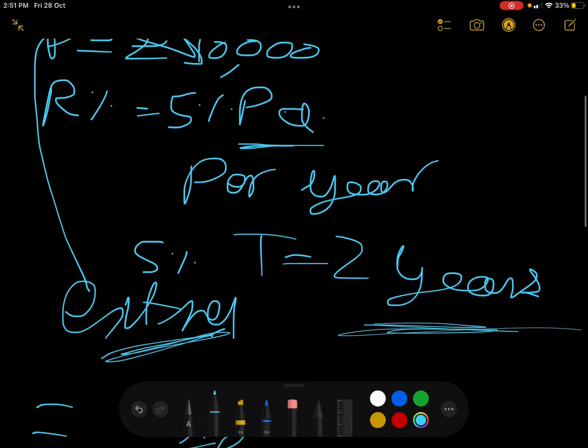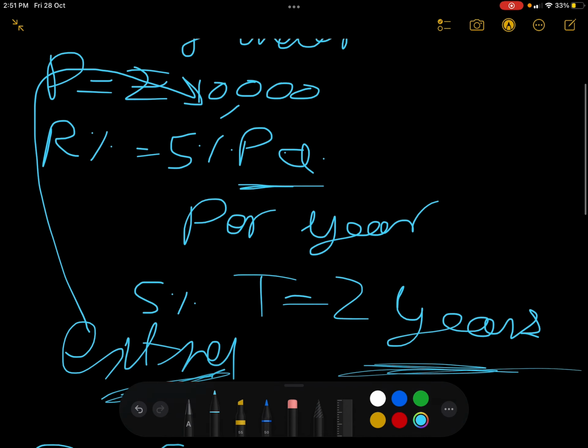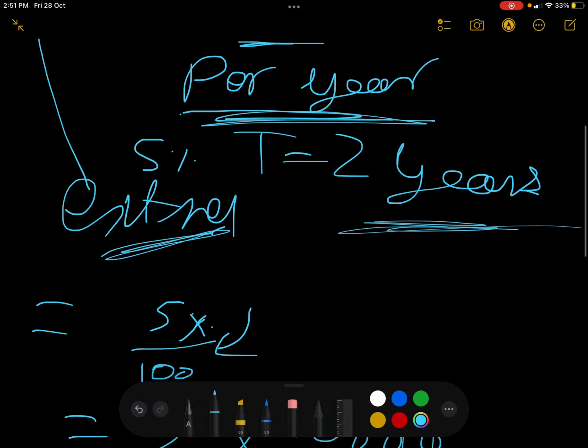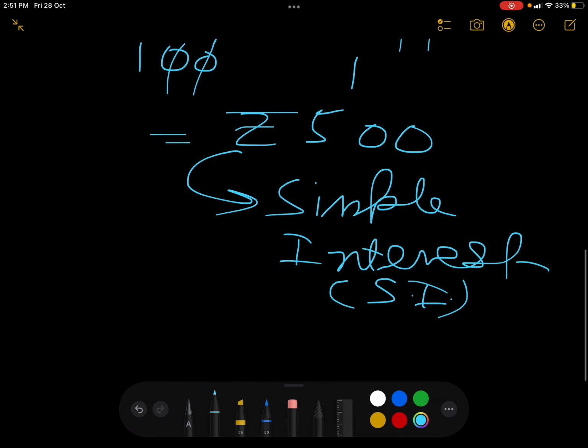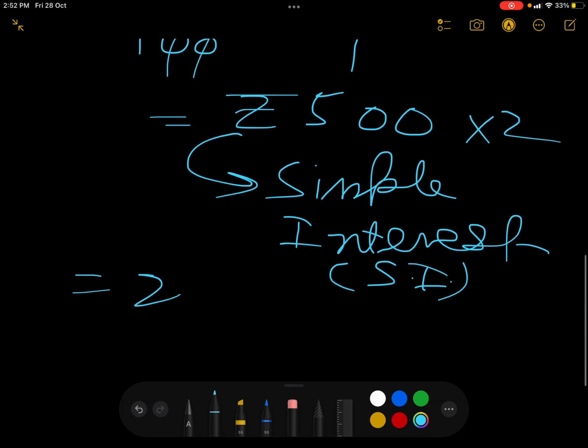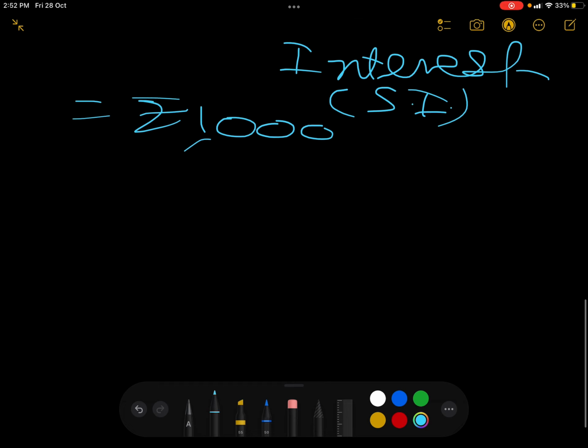Now we know that the rate was per annum, that is per year, but now we have 2 years. So this 500 was the simple interest for 1 year, since 5% was per annum. We'll have to multiply this 500 by 2, and that will make it rupees 1000. So rupees 1000 is the simple interest, or the money that will be charged extra.